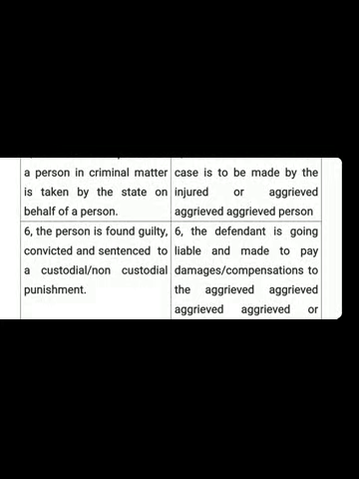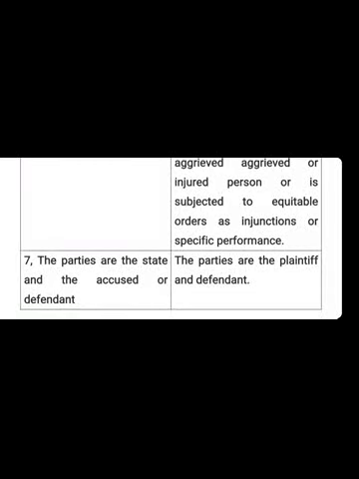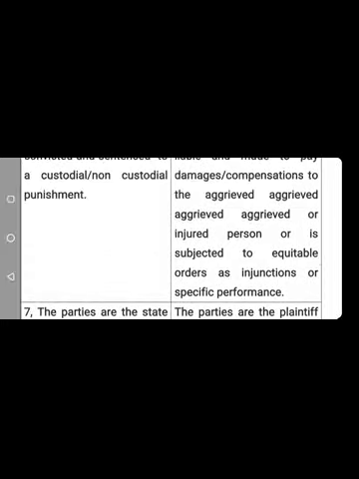Now, the person in criminal law who is found guilty is convicted and sentenced to custodial or non-custodial punishment, while the defendant in civil law is going to be held liable and made to pay damages and compensation to the aggrieved or injured person, or is subjected to equitable orders such as injunction or specific performance. The parties are the plaintiff and the defendant in civil law, while in criminal law the parties are the state and the accused or the defendant.